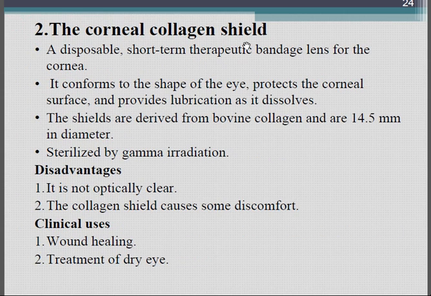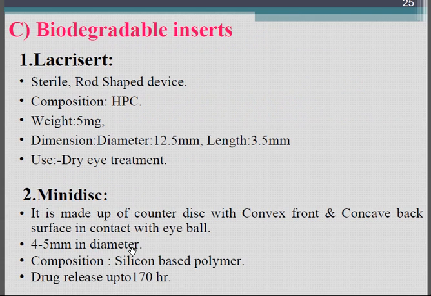So next is the corneal collagen shield. So disposable sheet it is. Short-term therapeutic bandage, bandage lens for the cornea. It conforms to the shape of the eye, it's normally similar to the shape of the eye, protects the corneal surface and provides lubrication as it dissolves. The shields are derived from bovine collagen and are 14.5 mm in diameter, sterilized by gamma irradiation. So the disadvantage is it is not optically clear, so some vision problem they may cause. Okay, and the collagen shield causes some discomfort also. Clinical uses: wound healing, treatment for dry eye we can use.